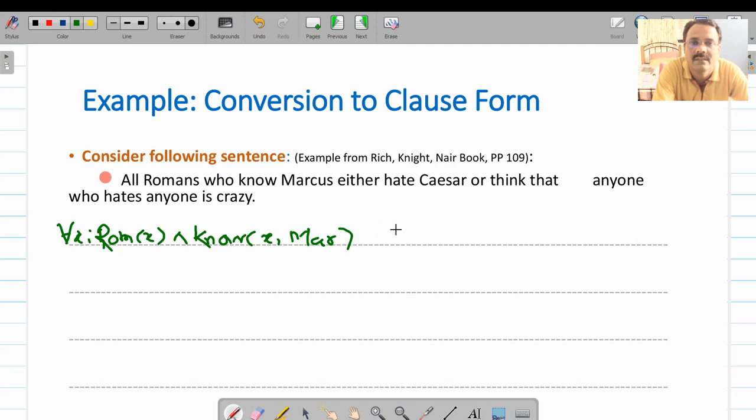Either hates Caesar or thinks that. Now that is implying something. So what I will do, I will put it into square brackets. This is implying, that implies all Romans who know Marcus either hate Caesar. That means who hates Caesar? Roman hates Caesar. Roman is x. So I will put it on the right-hand side also, because that is now the conclusion of this: hate, Roman hate, so Roman is x, Caesar.